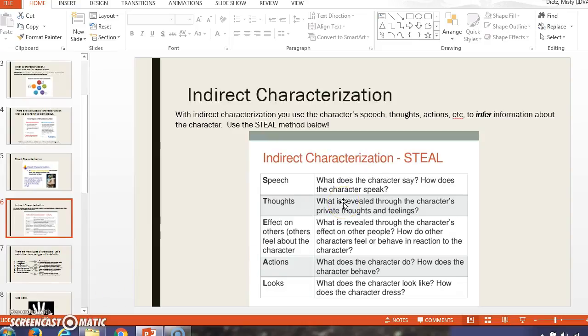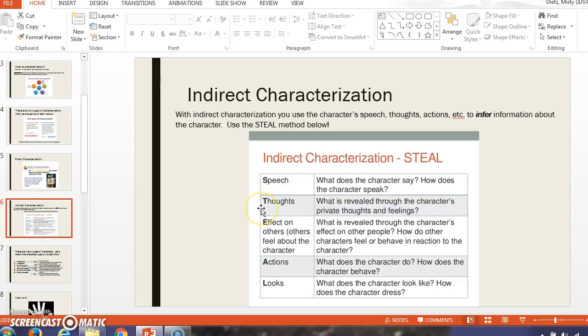Again, indirect characterization, on the other hand, uses the character's speech, thoughts, actions, etc. to help you make an inference about the character. And one way that you can do that is to use the STEAL method. When you're analyzing a character, you can think of this acronym STEAL and analyze all of these key parts. So take a look at the character's speech. What does the character say? How does the character speak? That can tell you a lot about a character.